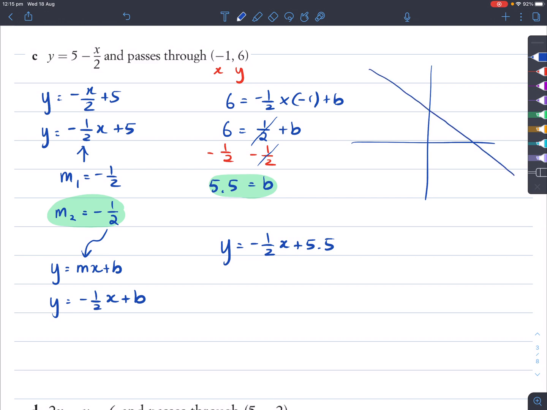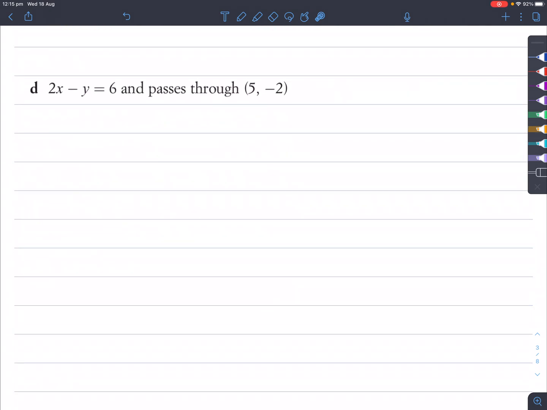It looks sort of something like this, okay? It's not really 100% accurate, but there is my y-intercept of 5, and it said there's a line that passes through negative 1, 6, which would be somewhere around here. Okay? Somewhere around there. That is parallel to the other line, so it looks sort of like that, okay? And we just found out the equation of this line. Let's move on. Question D.